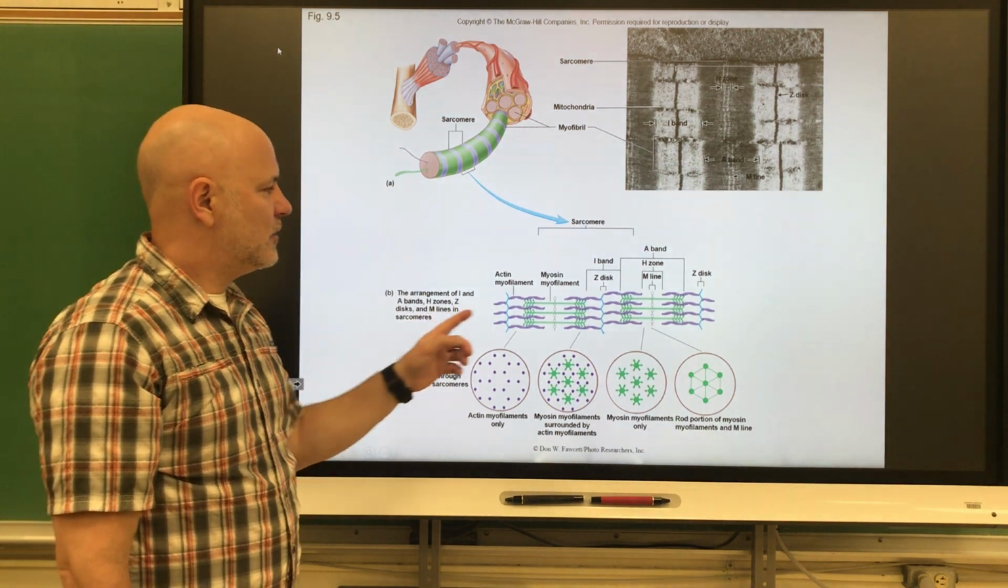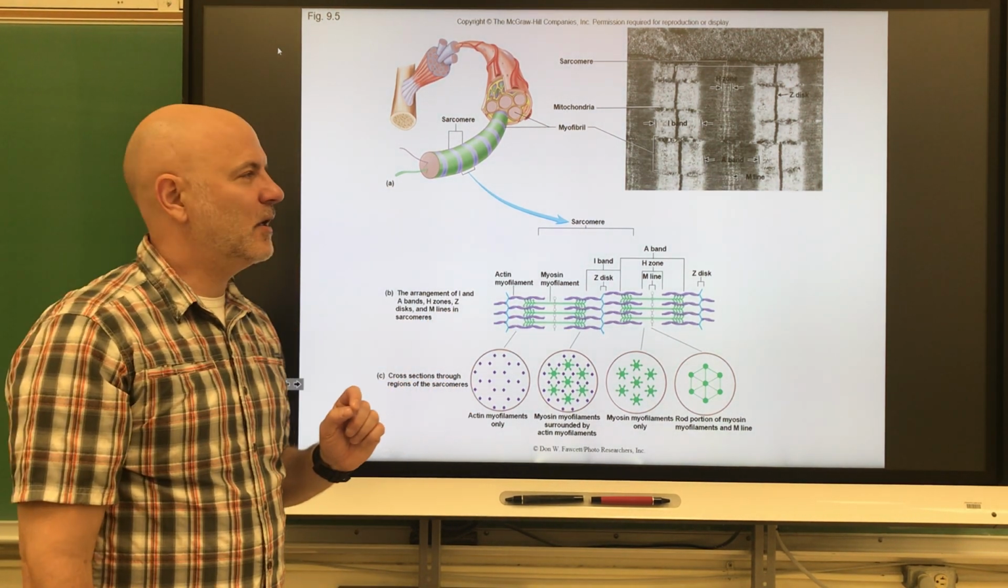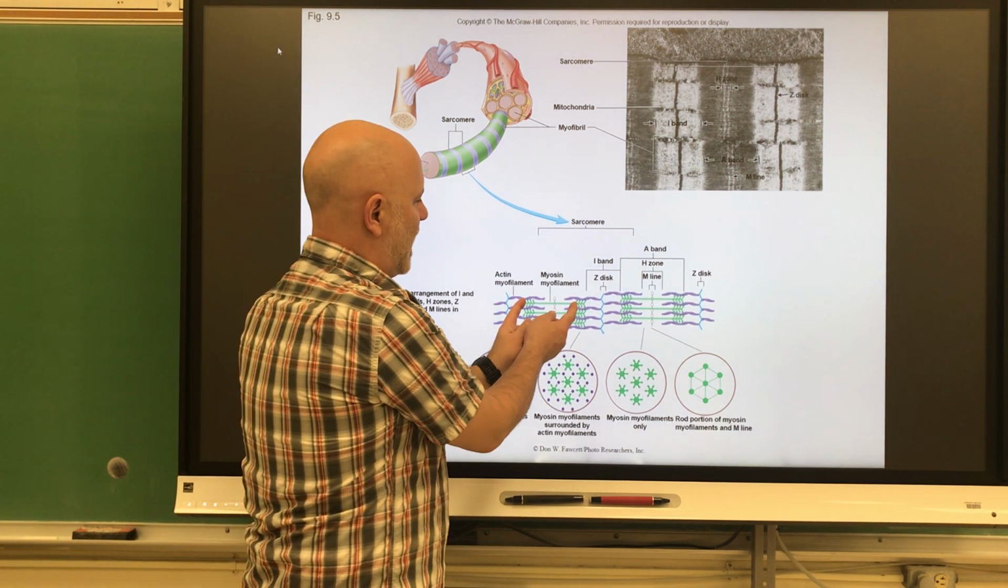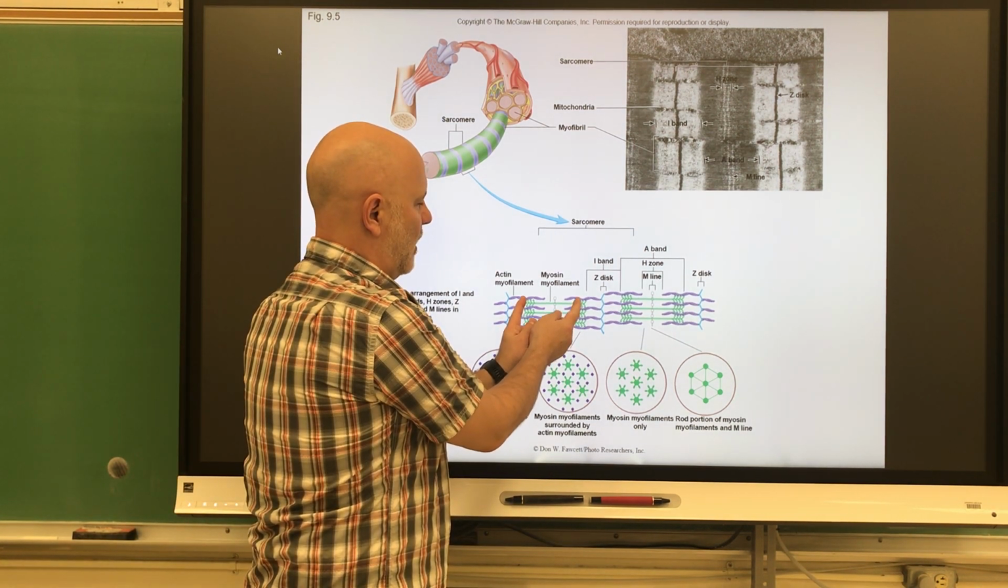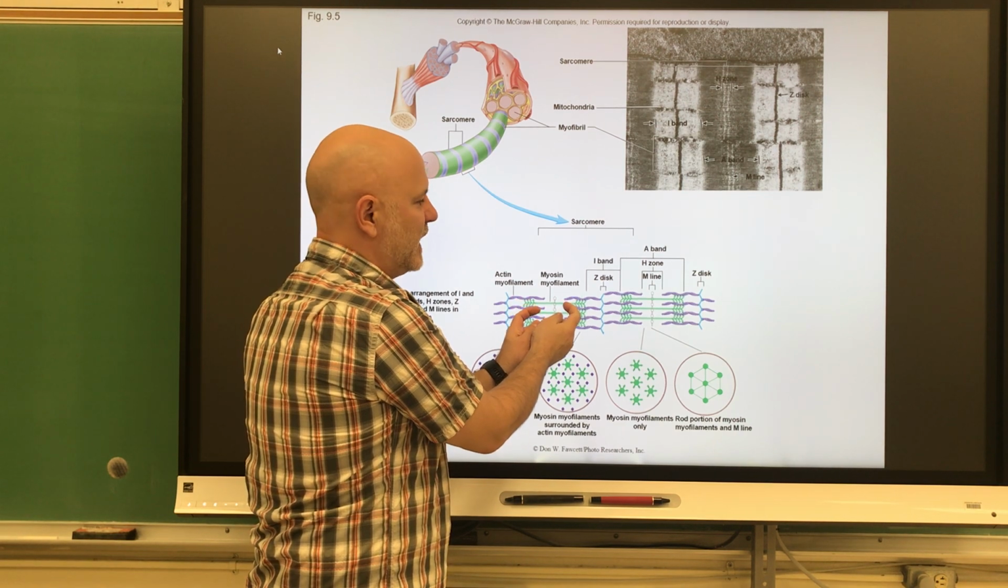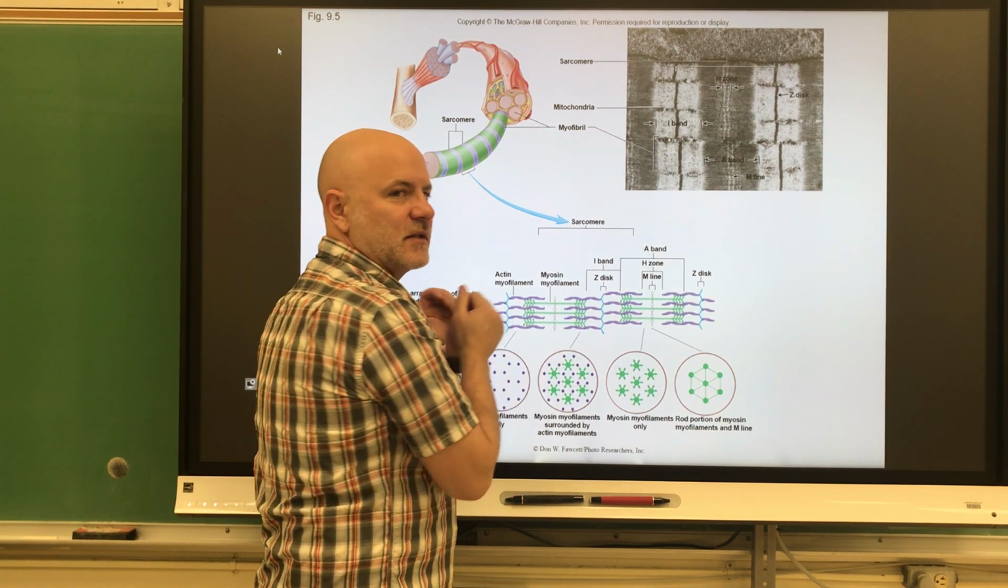All right? And you can kind of see what's going to happen here if you just look at it. These myosin proteins are going to grab onto the actin, they're going to pull on the actin, and that's going to bring those Z discs closer together.